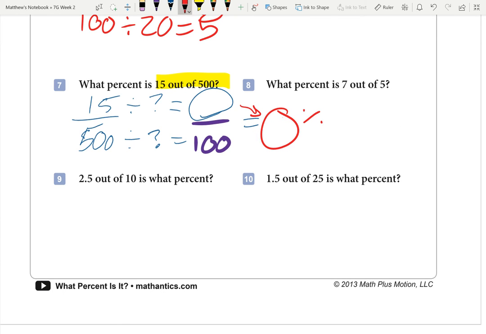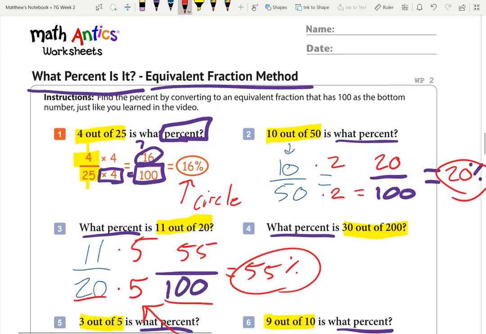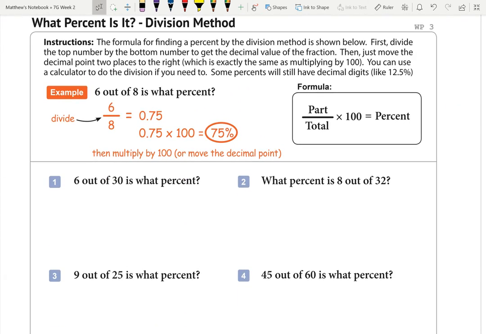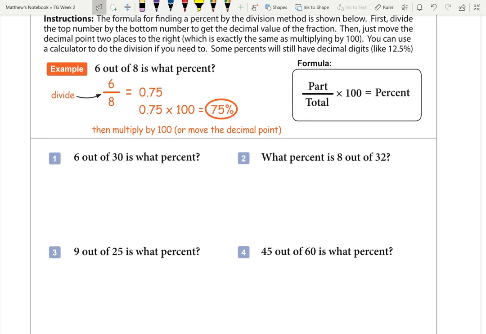All right, so we talked about this page, and now we're going to talk about the next page here, which is using the decimal way, which I think is a lot quicker. And so here we're going to, again, highlight 6 out of 30, 8 out of 32, 9 out of 25, and 45 over 60. And it's all asking for, one more time, what percent, what percent, what percent, what percent. So all of these are going to be multiplied by 100, okay?